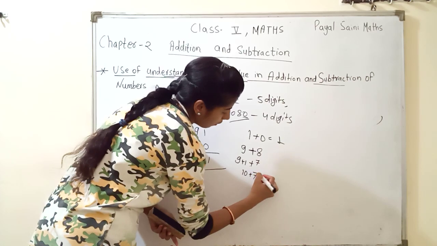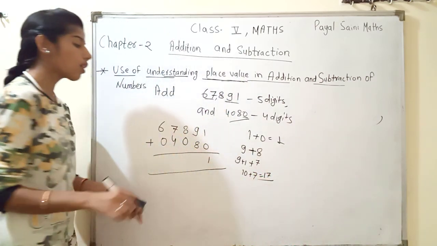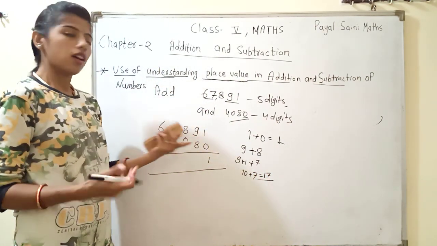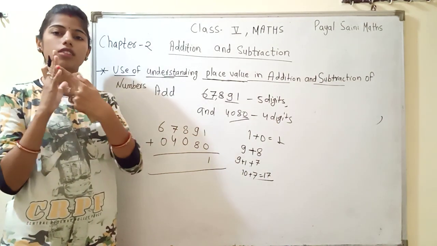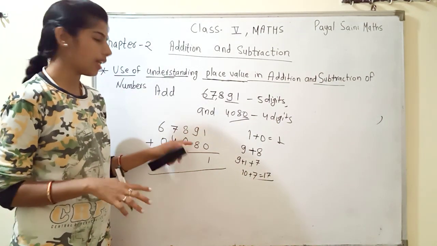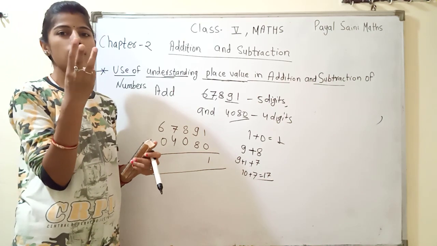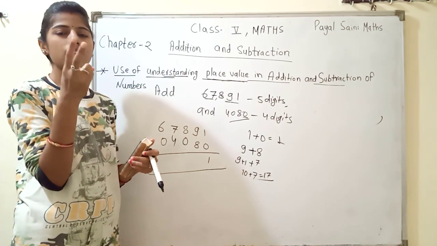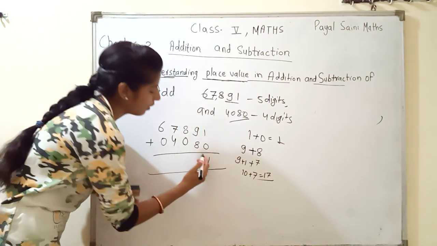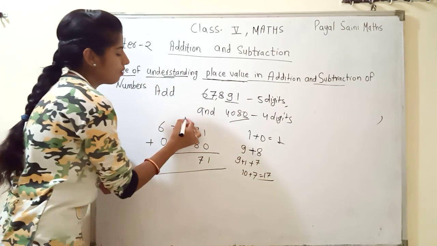10 plus 7, then 7. It is the first method. If you don't know, then you directly count on your fingers here. Then 9 plus 8: 9, 10, 11, 12, 13, 14, 15, 16 and 17. Then 17, 7 and 1 carry over.